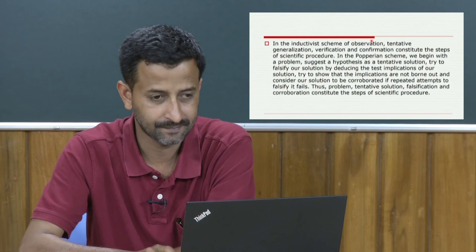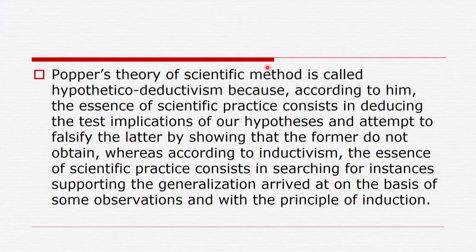Popper's theory of scientific method is called hypothetico-deductivism, as we have discussed. Why? Precisely because, according to Popper, scientific practice consists in deducing the test implications of our hypothesis and attempting to falsify the hypothesis by showing that the former do not obtain, whereas according to inductivism, the essence of scientific practice consists in searching for instances supporting the generalization arrived at on the basis of some observations and with the principle of induction.